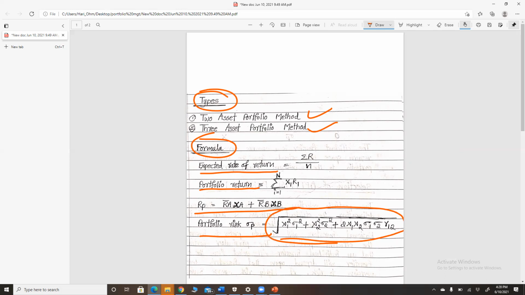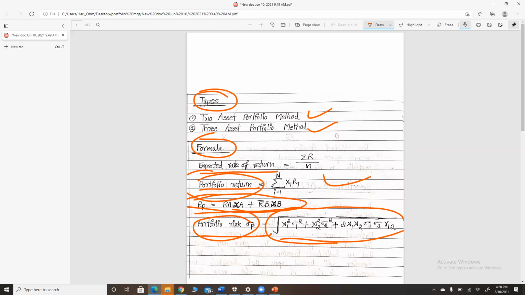I will just repeat. In the two asset portfolio method, two assets means two securities. The three asset portfolio method means a three securities portfolio method. Here, in the two asset portfolio method, you need to calculate two things. One is portfolio return, another one is portfolio risk. In order to calculate portfolio return, that is the return of the portfolio, we are using this particular formula.